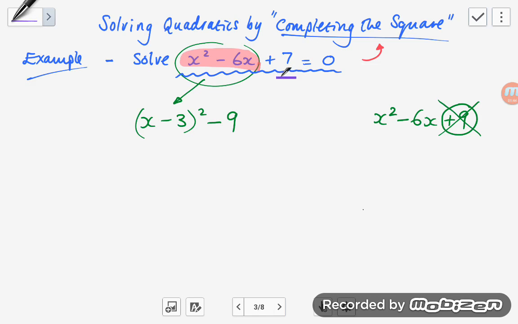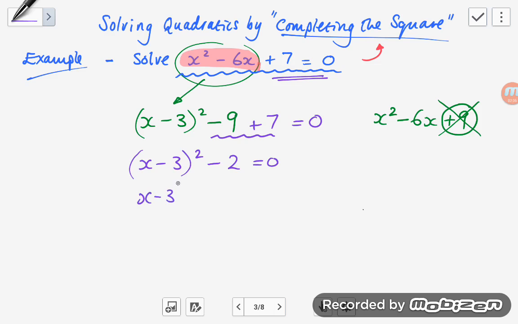Now the question then says, if you look closely, we then add 7, and that is equal to 0. So we're going to tidy up this bit, and that gives us x minus 3 all squared minus 2 equals 0. Let's add 2 to both sides, and that will give us that. Now let's square root both sides. That removes the square on the left, and that gives us a square root of 2.